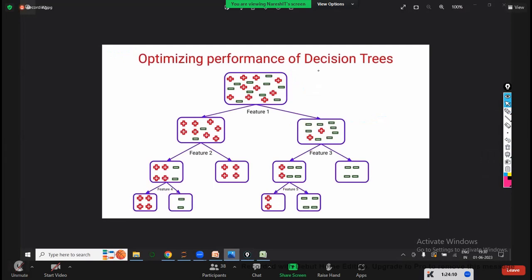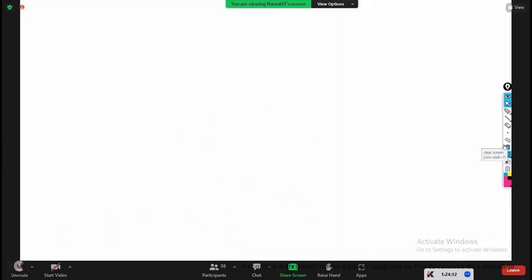Now, how are we going to overcome this? By pruning, which means cutting the decision tree. Cutting the decision tree is called pruning. You have to cut the decision tree. Now, how do we cut the decision tree? Cut means you have to remove some part. How are we going to do that?